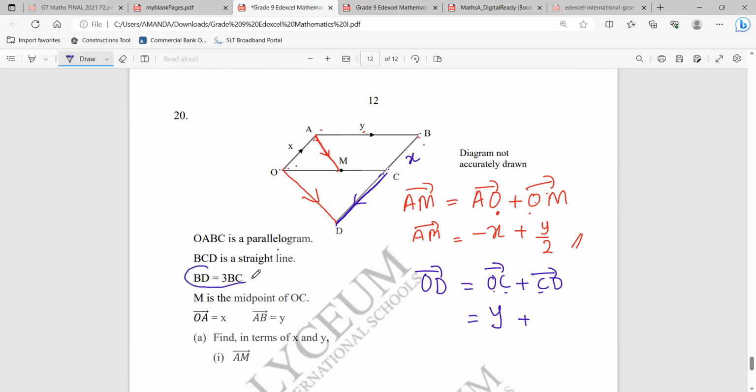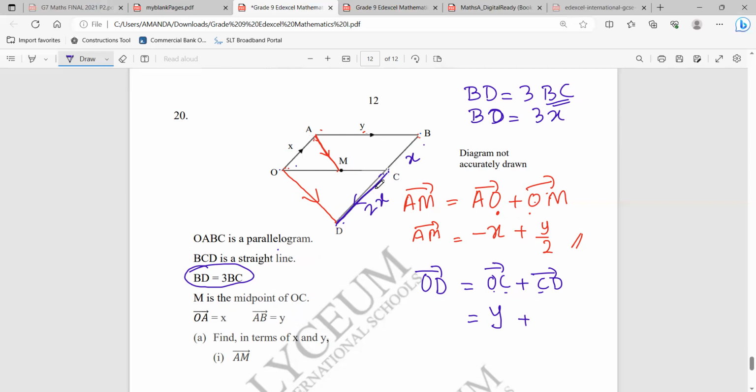Now look at this information they have given. Here it says BD equals 3BC. BC is x, so BD is 3x. That means CD is 2x. Look here, BD is 3x, so this one is 2x. Right, so that's done.